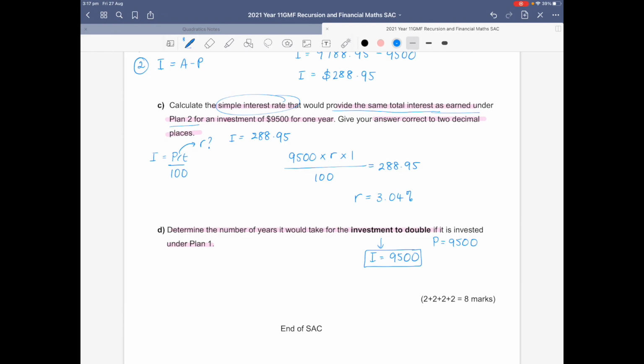So using the simple interest rate equation, so we've got $9,500, which is our principal, times the interest rate of 3 times T, because that's what we're solving for. Divide that all by 100, and we need to let that equal $9,500 because that is how much interest Alan has technically earned. Solving for T, that will give us T equals 33.3 years. So that means that it will take about 33.3 years for the investment to double if it is invested under Plan 1.